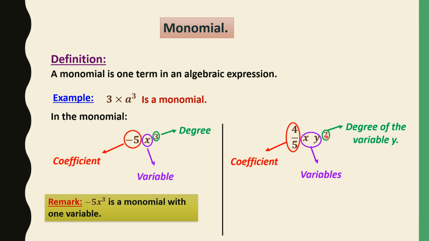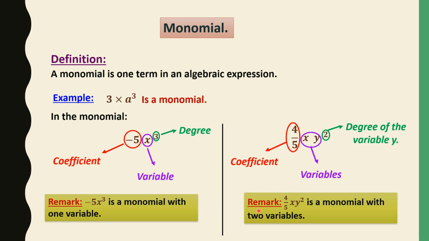In order for 2 to be the exponent of x at the same time, x and y should be between parentheses. So be careful. So this is a monomial whose coefficient is 4 over 5, having two variables x and y, and 2 is the degree of the variable y. Remark, the monomial 4 over 5xy squared is a monomial with two variables.